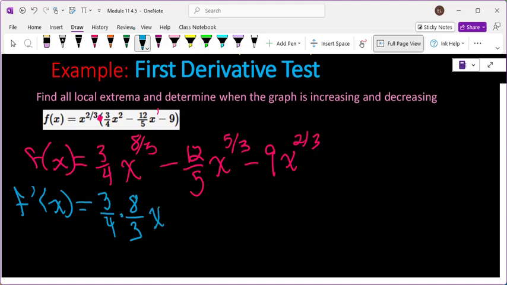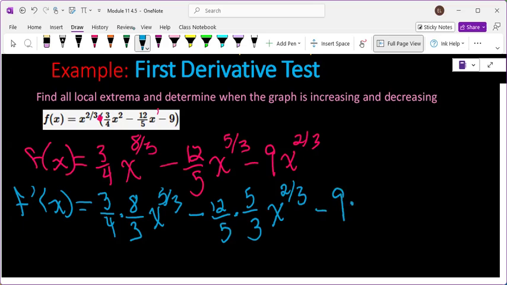8/3 minus 1 is 5/3 now. Minus 12/5 times 5/3 comes down. And again, the 5's cancel. The 3 will go into the 12 nicely. 5/3 minus 3/3 will be 2/3. And then the 9, the last one gets a little weird. So 2/3 minus a whole, minus 3/3, is negative 1/3.